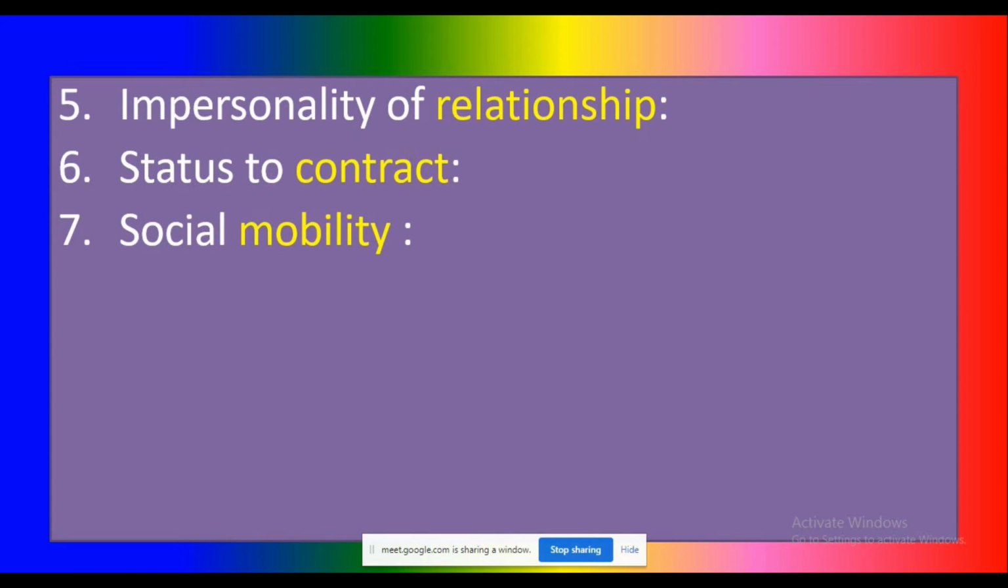7th one, social mobility. Social mobility means change of social status. In the city, there are rapid changes. As we know, a poor person living in a village travels to the city, and within 5 or 10 years, the person becomes a multimillionaire. The reason is that the city has all the facilities, educational facilities, economic opportunities, etc.